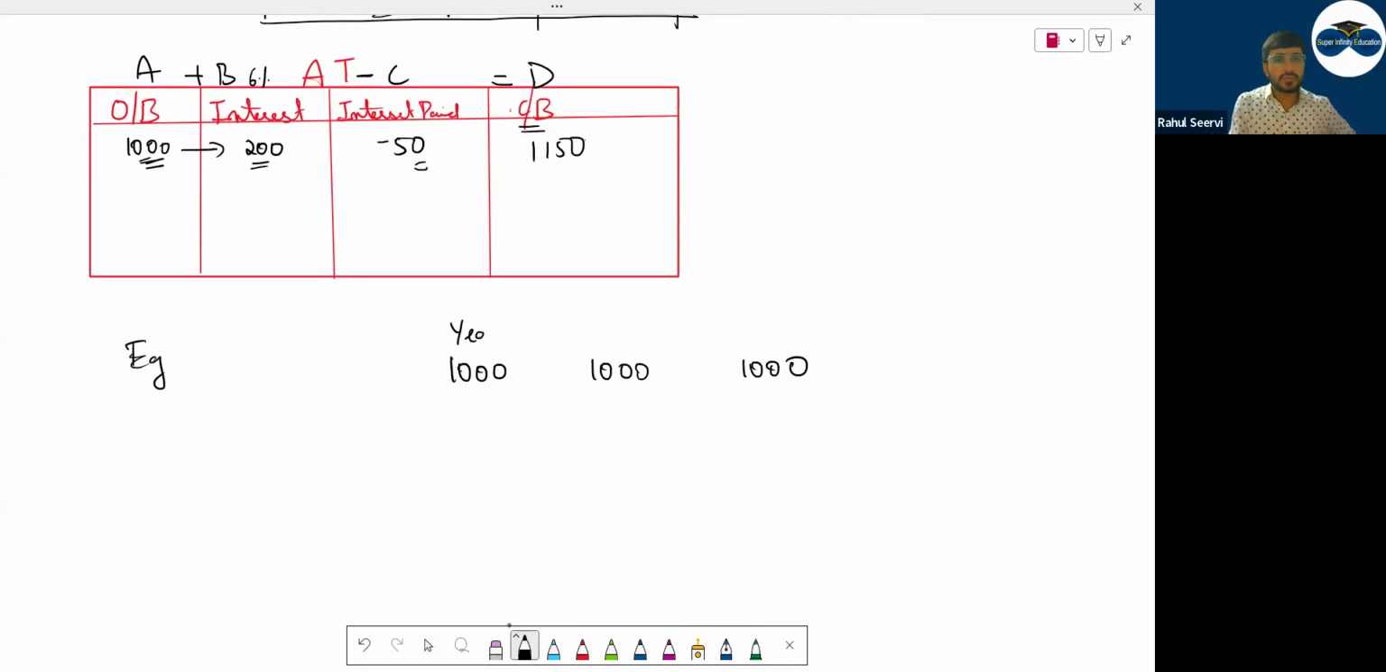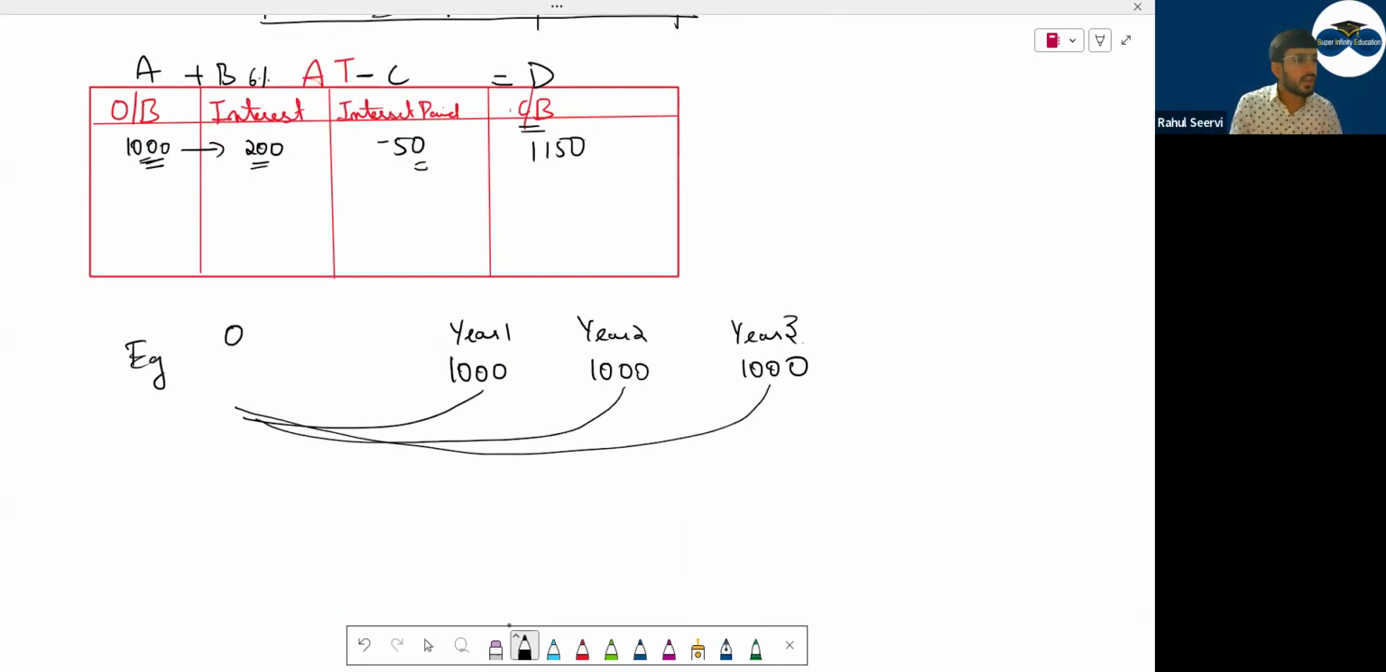I say this is year 1, year 2, year 3. In year 1 you will receive 1,000, year 2 you will receive 1,000, year 3 you will receive 1,000. Can I say you will discount this to today? How will you do this? Can I say the interest rate here is 6%?